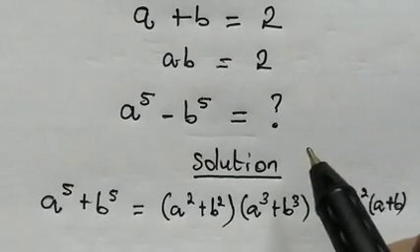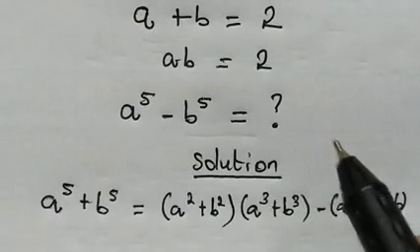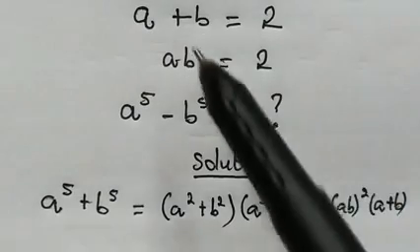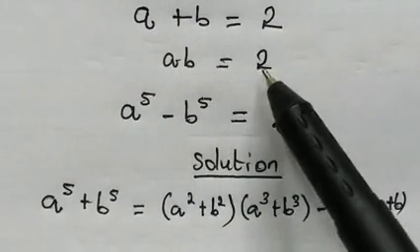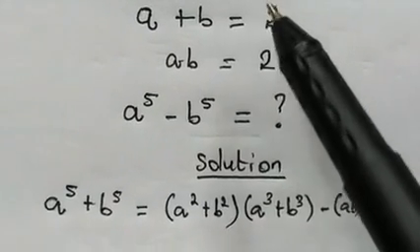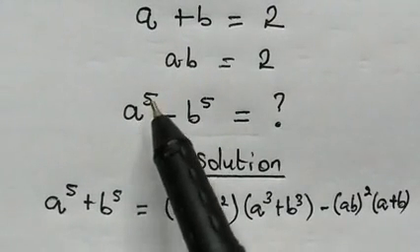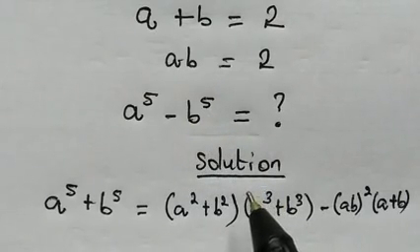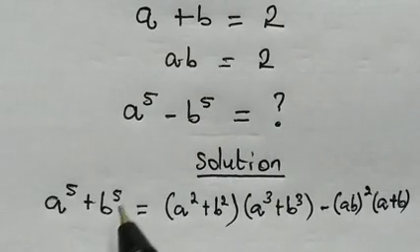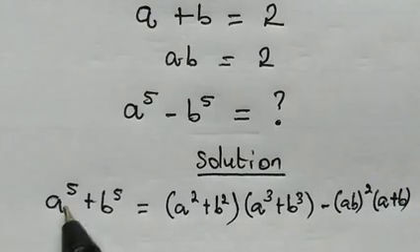Today we have with us one of the most difficult Olympiad math problems. We're given that a plus b is equal to 2 and a times b is equal to 2. So here we're asked to evaluate a to the power of 5 minus b to the power of 5. If you check my previous video, you will see how I was able to derive this amazing formula for a to the power of 5 plus b to the power of 5.